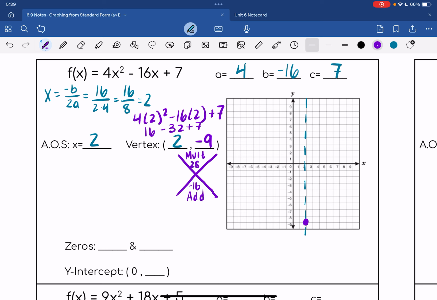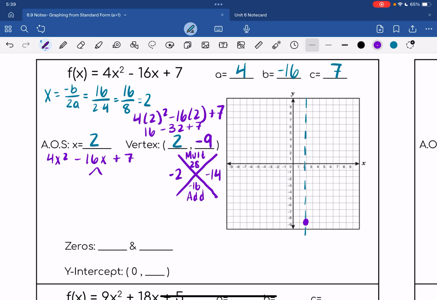Numbers that multiply to 28 are 2 and 14. I can make those add to negative 16, but still multiply to be a positive, by making them negative 2 and negative 14. So negative 2, negative 14. All right, going to take my original problem and rewrite it here. 4x squared minus 16x plus 7.